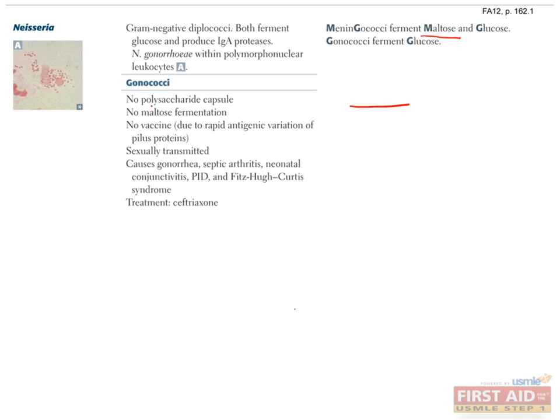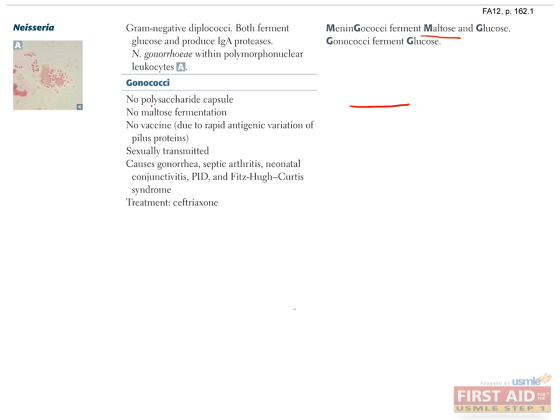Let's talk about Neisseria gonorrhea first. This organism is primarily responsible for the sexually transmitted disease, gonorrhea. An important method for isolating Neisseria bacteria from clinical samples is to grow the specimen on Thayer-Martin medium.